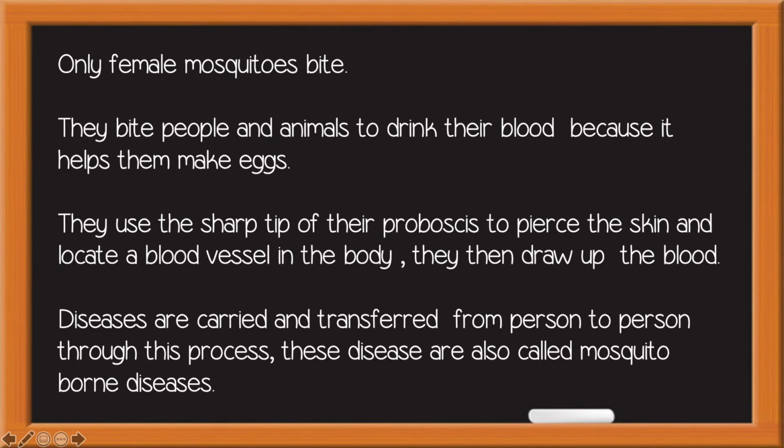That's right! We have learned that only female mosquitoes bite. They bite people and animals to drink their blood because it provides them with the necessary nutrients they need to make their eggs. They use the sharp tip of their proboscis to pierce the skin and locate a blood vessel in the body. They then draw up the blood. Diseases are carried and transferred from person to person through this process. These diseases are sometimes called mosquito-borne diseases.